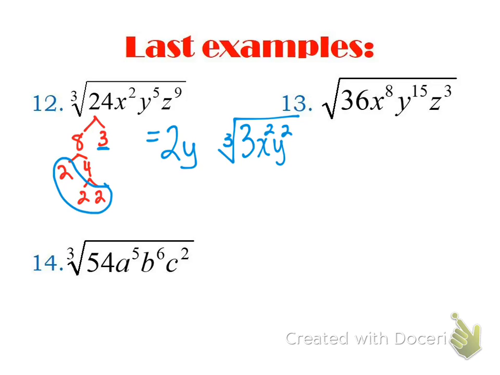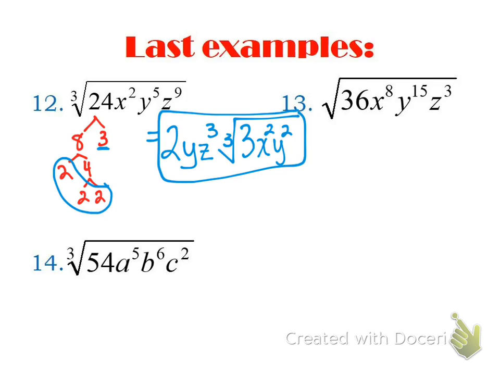Do that. All right, z to the 9th means we have how many z's? 9 of them total. We're looking for groups of 3. How many groups of 3 are in 9? 3. So z cubed. Anything left over? No. So we don't have any z's inside the radical anymore. So that is our answer. Just build it one step at a time.